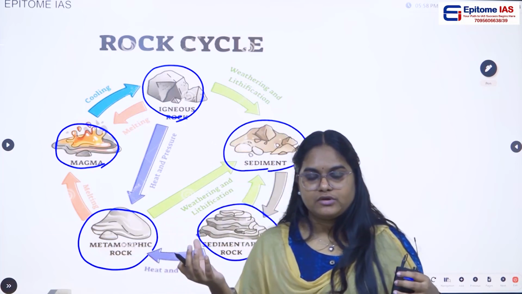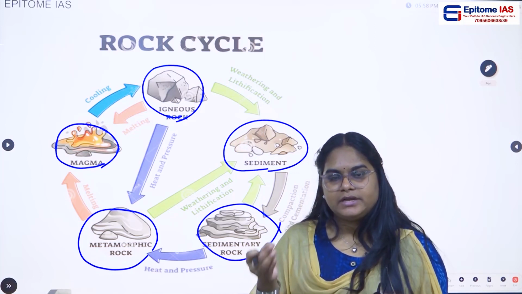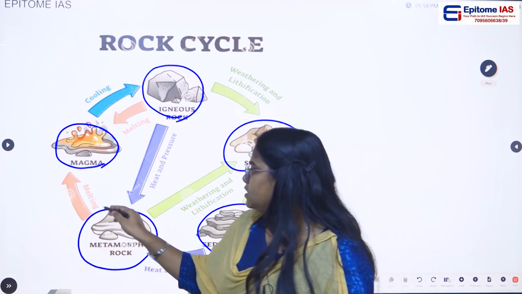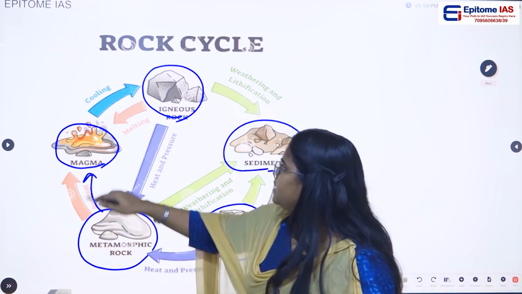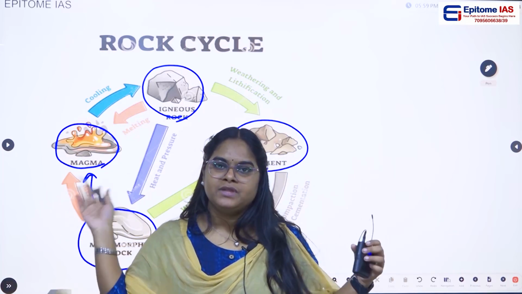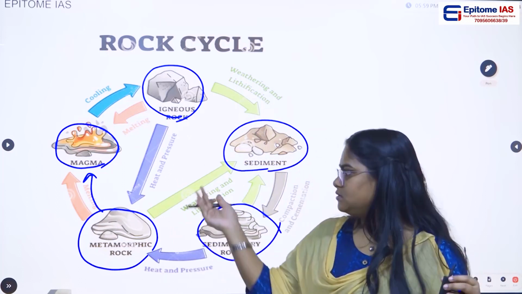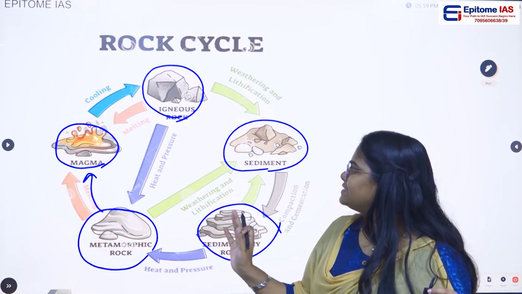When this metamorphic rock falls into magma, it gets melted and converts into magma. Then again this particular cycle will go on. This is what we saw in the basic rock cycle, in one of the previous slides.